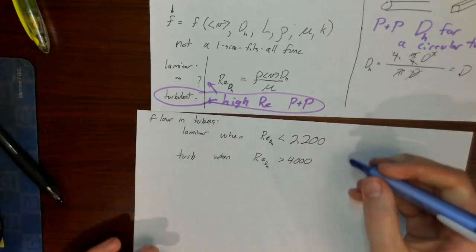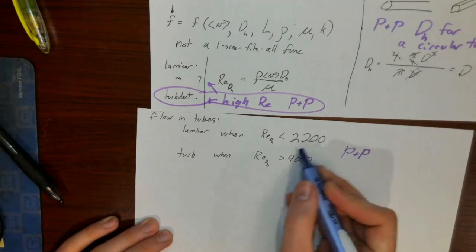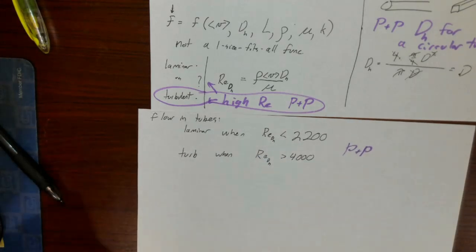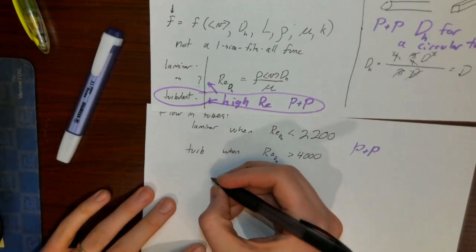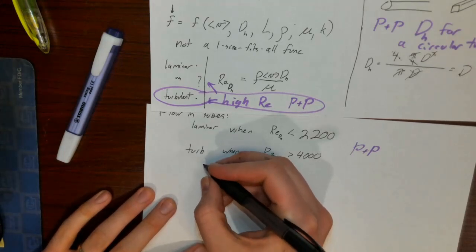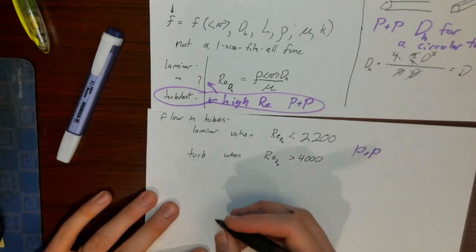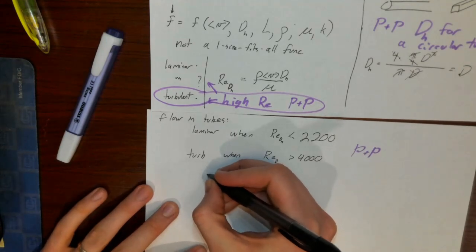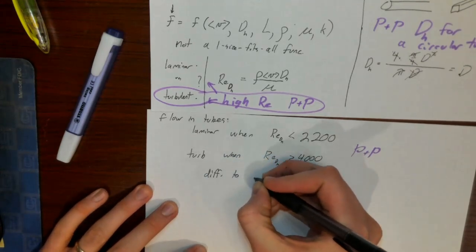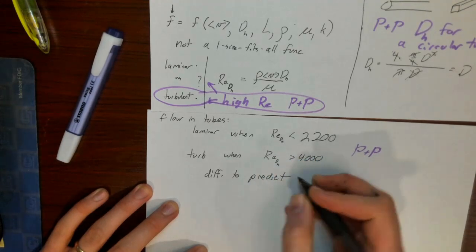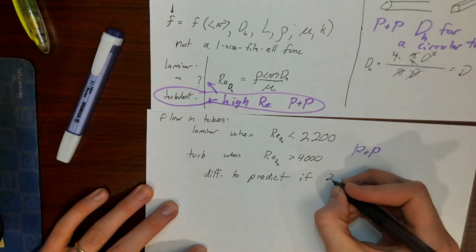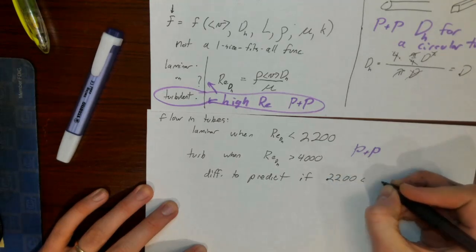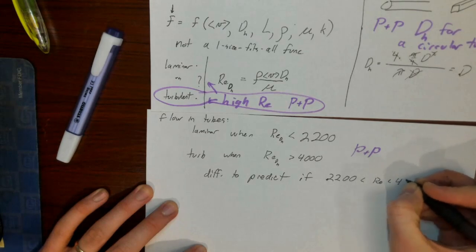So pause and ponder. Is there some problem with this formulation that I have here? Well, yes. What if I'm in between these two? It turns out that flows are very difficult to predict, whether they're going to be laminar or turbulent, if they're in the mid-range. So it's difficult to predict if they're in between 2200 and 4000.